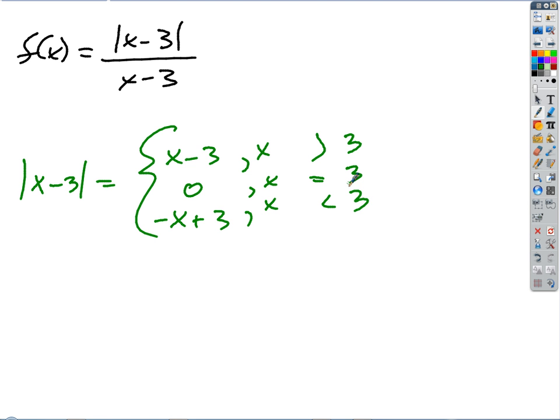Okay? So how do I add that stuff up here? Well, it's no big deal. If I'm going to divide the absolute value of x minus 3 by x minus 3, then can't I just define this as this piecewise function, but in each case I'm just going to divide by x minus 3, right? So on the top, for values of x greater than 3, I'm just going to get x minus 3 over x minus 3, which is what? 1.